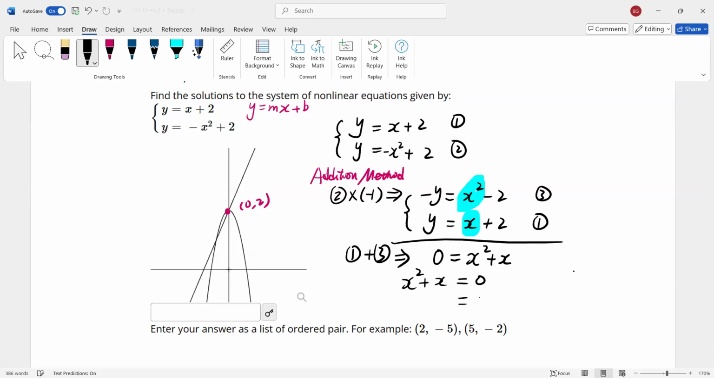Right hand side is already 0. Left side is a binomial. This binomial is easy to factor. We factor x out. Inside the parentheses, we have x plus 1. All right. I'm going to rewrite the left side this way. Right side is 0. And the left side, we have the first parenthesis is x minus 0. Second parenthesis is x plus 1.